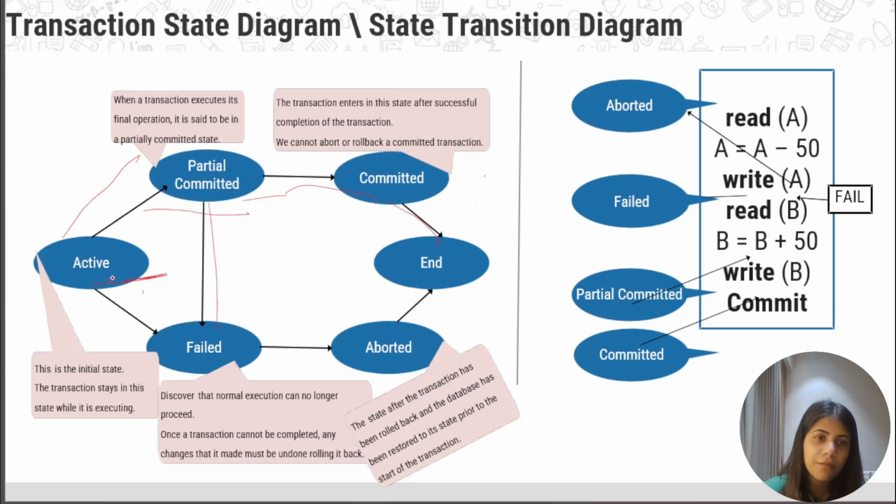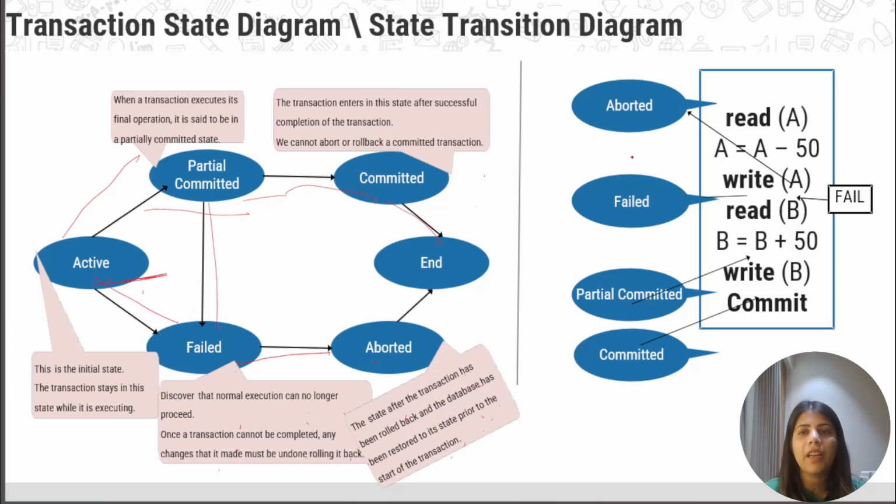Or from the starting of the transaction only, the second possibility is failure, where it discovers that the normal execution can no longer proceed. Once a transaction cannot be completed, any changes that it has made must be undone, or we can have it rolled back. So then it will enter the abort stage. The abort state is the state after the transaction has been rolled back and the database has been restored to its prior state, which was before the transaction.